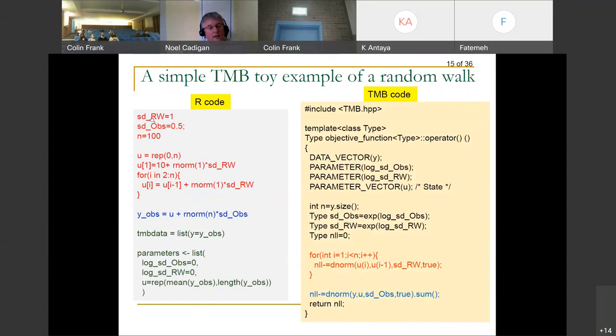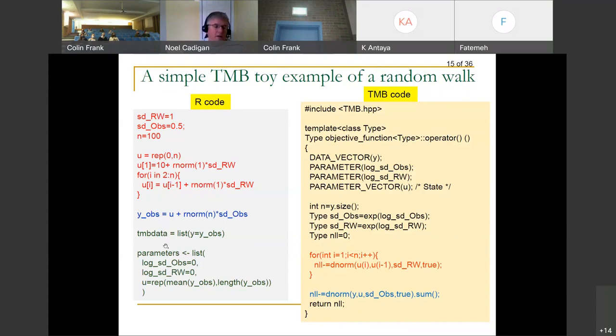So on the R side, the red code is just a little bit of R code to simulate a random walk. This is a toy example of a random walk, just in R. And then the blue code here is the observation model. So the data we have, Y, is just equal to the random walk plus a measurement error.